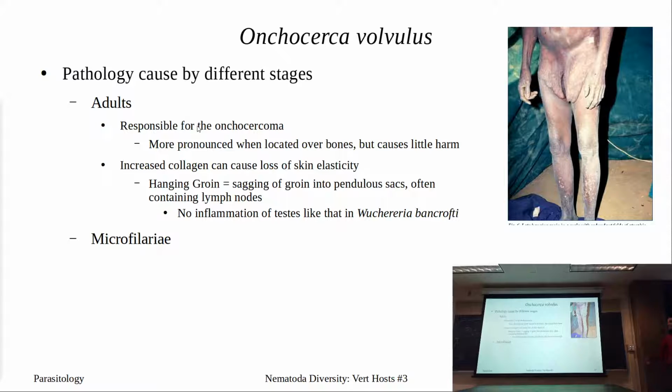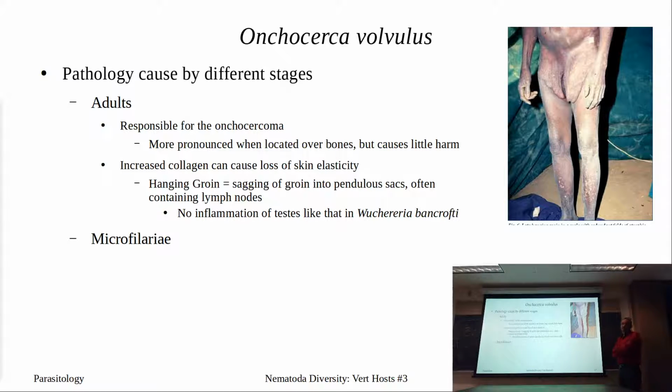Pathology. Again, you have the onchocercoma that's caused by the adults, and it becomes more pronounced when it's close to a bone because it's going to stick out like that bruise. I would call it a bruise. This nodule becomes much more visible. But again, it's little harm. The worm's in there, but you're not going to see a whole lot.